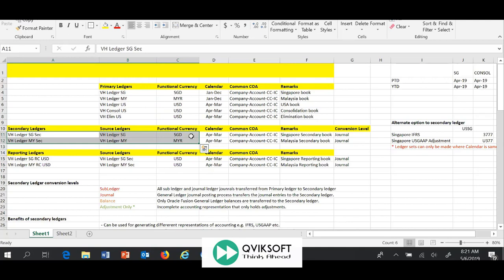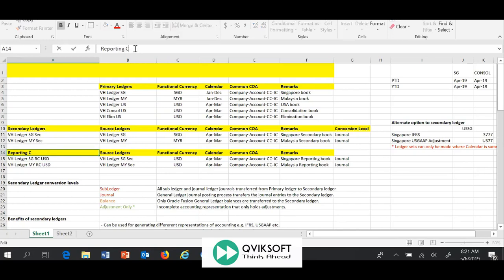But many organizations nowadays are using reporting currencies. We also call it a reporting ledger. In Fusion, these are called reporting currencies. So what they do is define a reporting currency. In my example, for each secondary ledger, I define a reporting currency in US dollar.